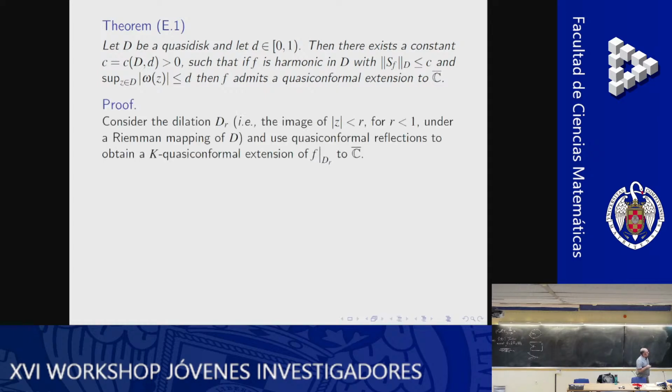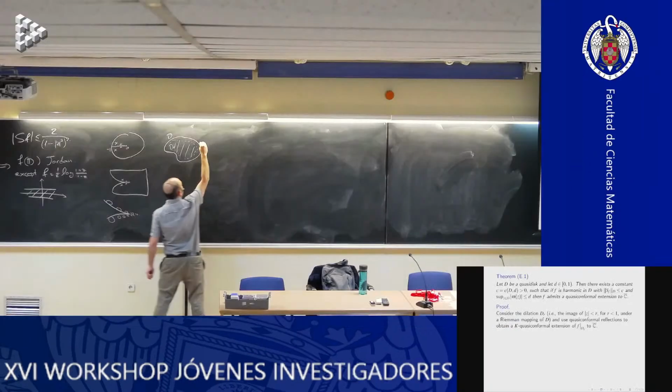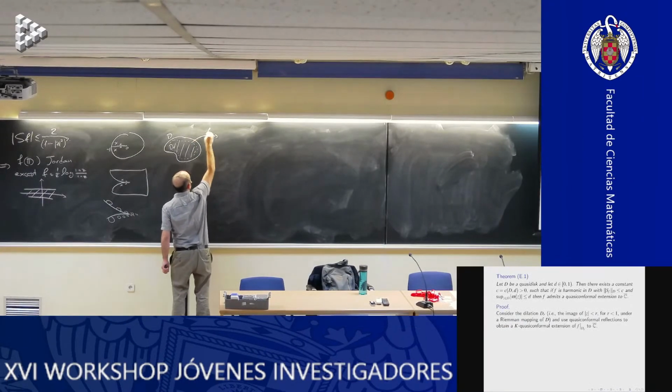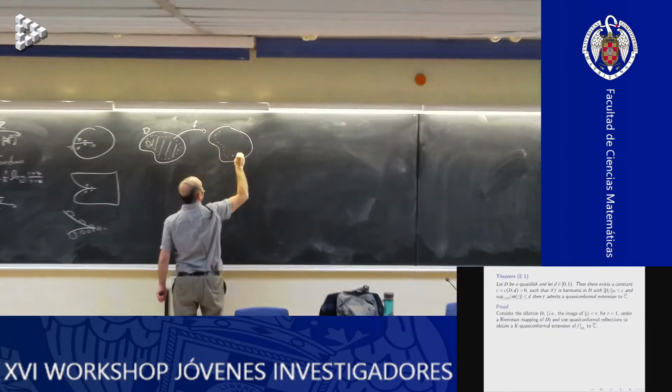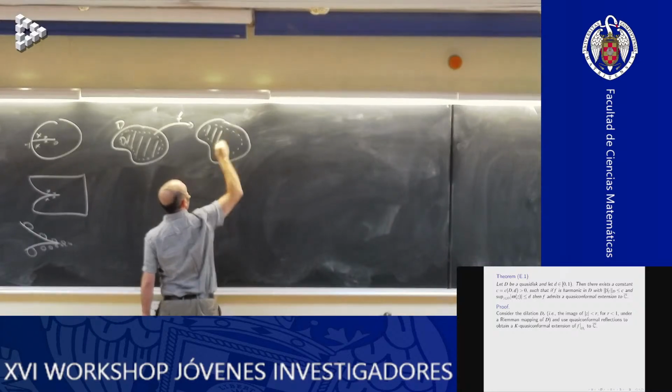So the idea now is the following. I'll make a picture. This is our domain D, and we take a dilation of this, just dilating the Riemann mapping of this, say D sub r. And so F sends this smaller domain, this is the big domain, into some smaller domain here.